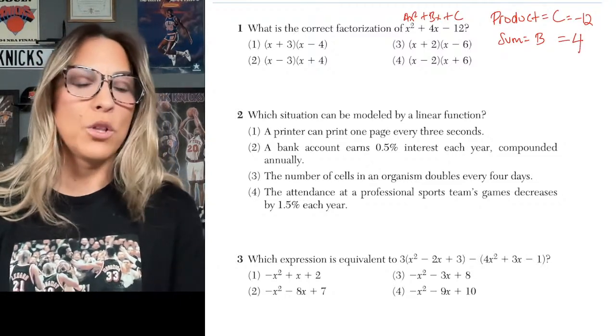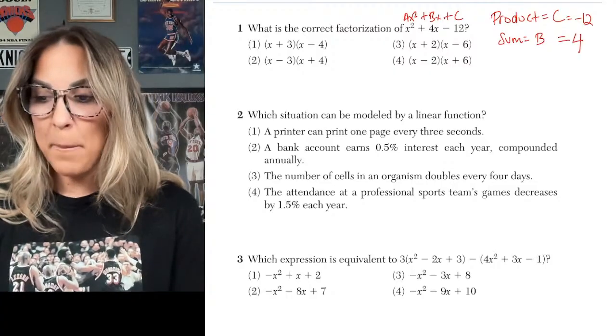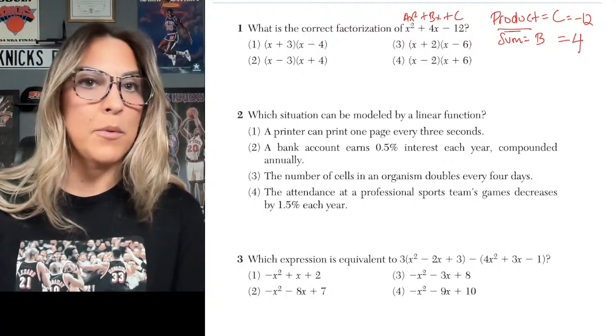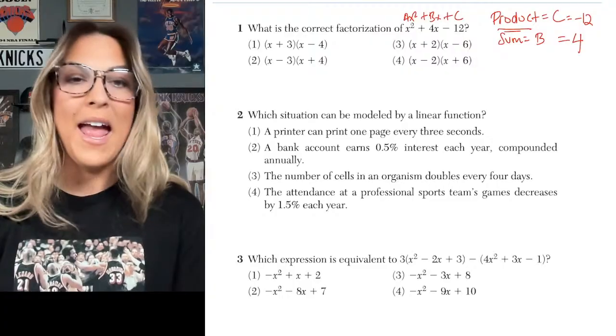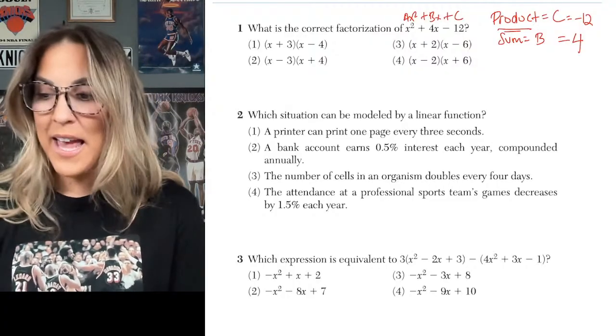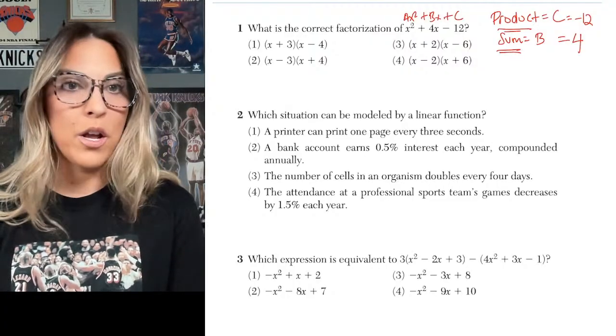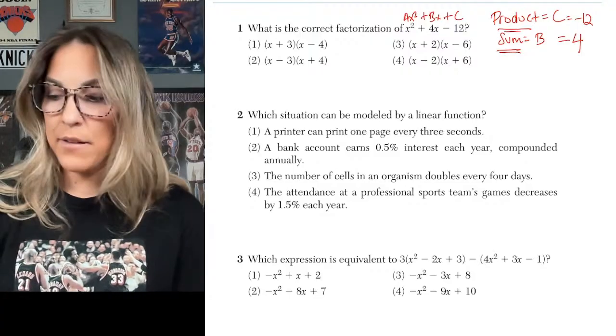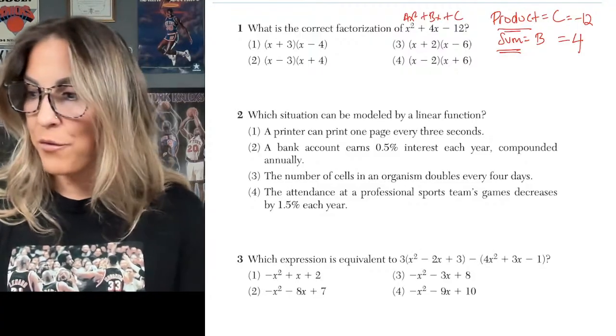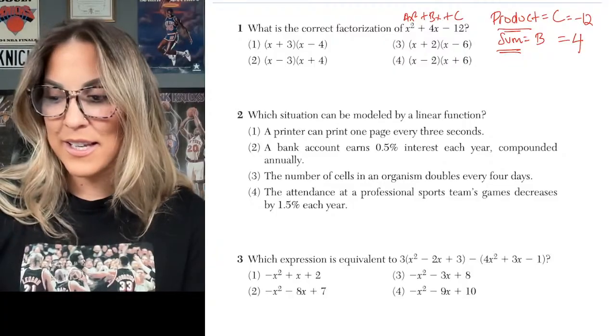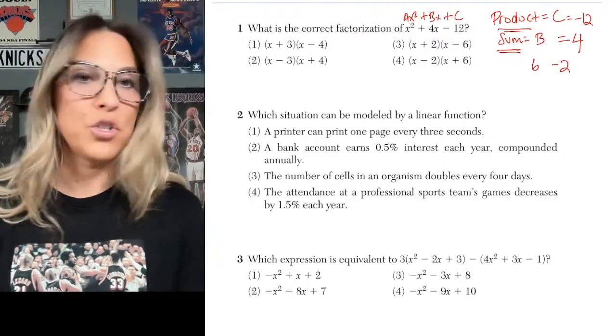What this means is that we're looking for two numbers whose product is negative 12. So two numbers that are going to multiply to negative 12, and those same two numbers have to have a sum of 4. So two numbers that multiply to negative 12 but add to positive 4 are going to be positive 6 and negative 2.